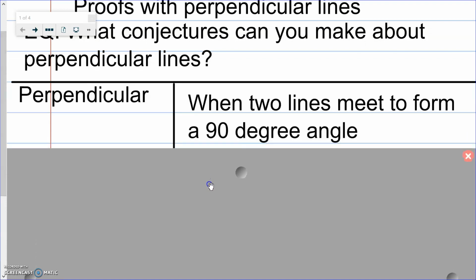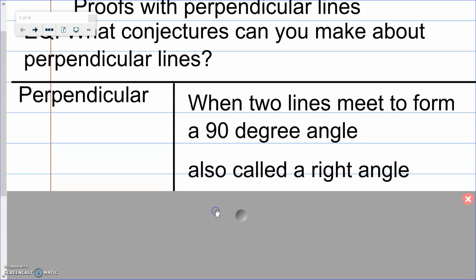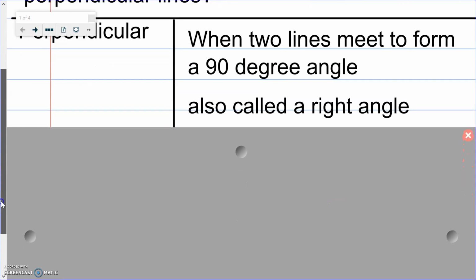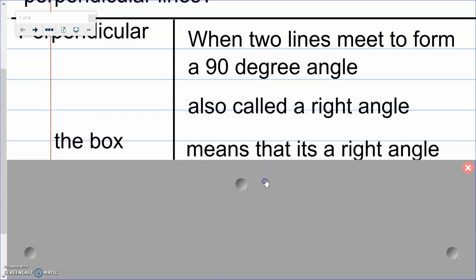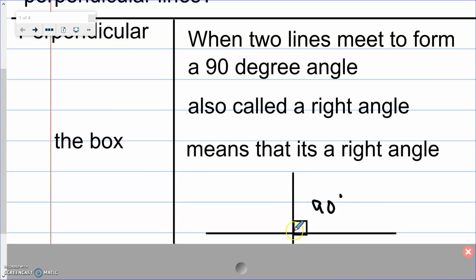Recall that perpendicular means when two lines meet to form a 90-degree angle. They will also be called a right angle. When they form a right angle, there will be a box indicating that this is a right angle or 90 degrees.